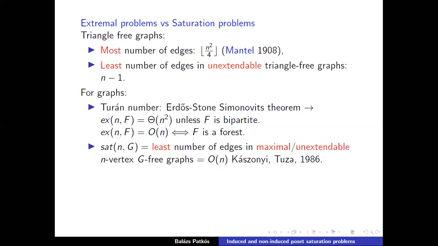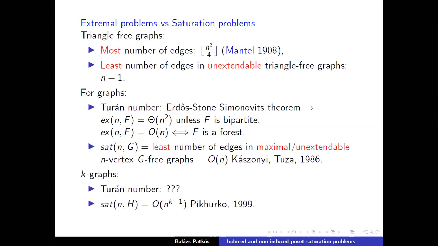And the corresponding saturation problem is that now we forbid the graph, in my slides it is now denoted by G. So what we want is the minimum number of edges in a graph with n vertices such that it doesn't contain G, but any addition of a new edge would create a copy of G. And Kászonyi and Tuza in 1986 showed that no matter what the graph G is, it is always possible to create such a G-saturating graph with a linear number of edges.